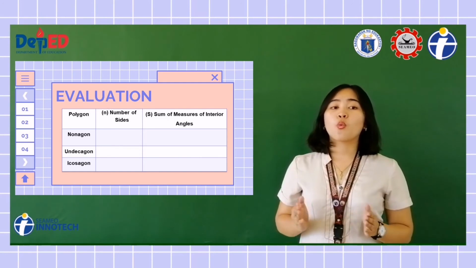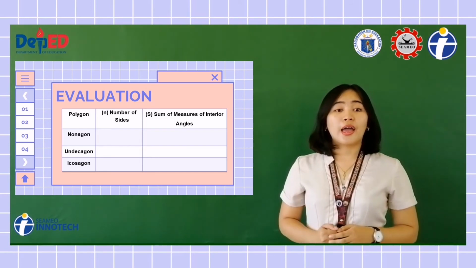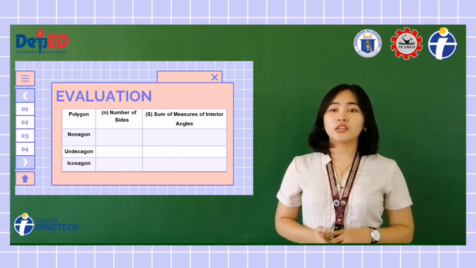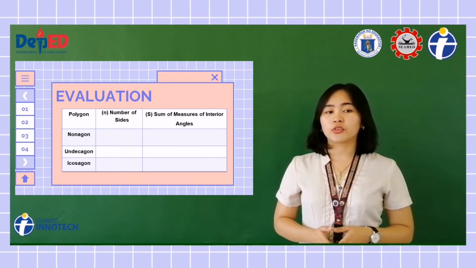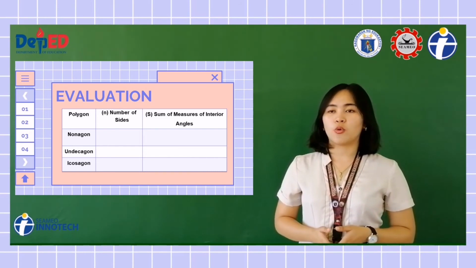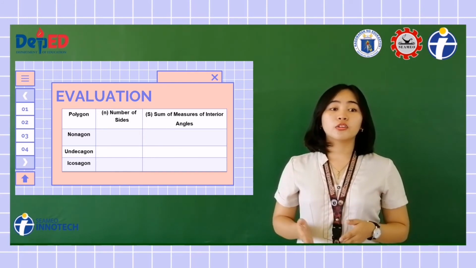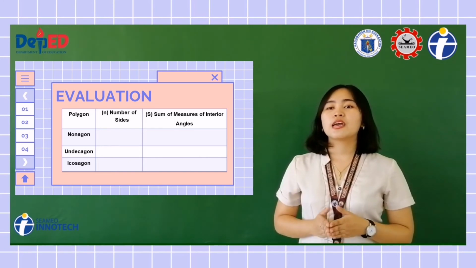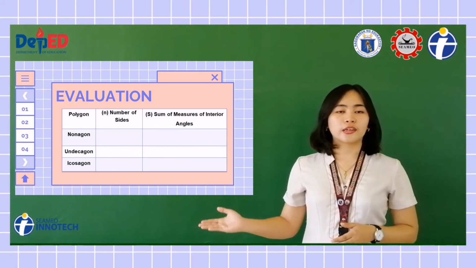1260 degrees. Why? Using our formula, we have S is equal to n minus 2 times 180 degrees, and the number of sides of a nonagon is 9. Therefore, 9 minus 2 is 7, multiplied by 180 degrees, results in 1260 degrees. So the sum of the measures of the interior angles of a regular nonagon is, very good, 1260 degrees. Okay, next we have the decagon.